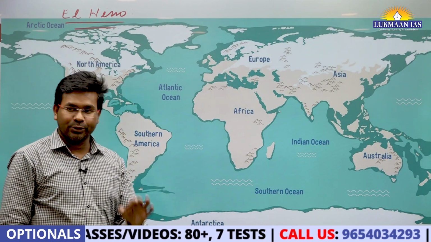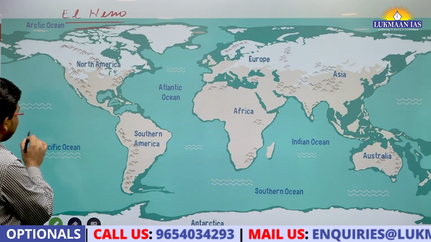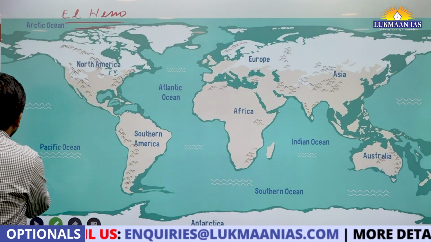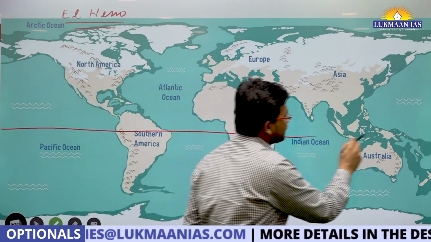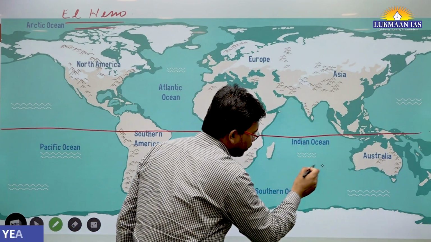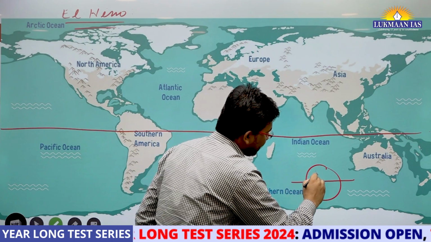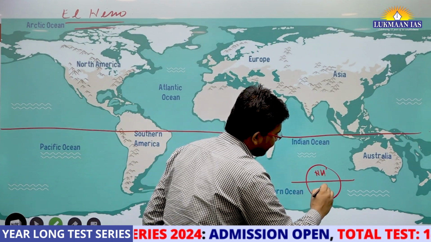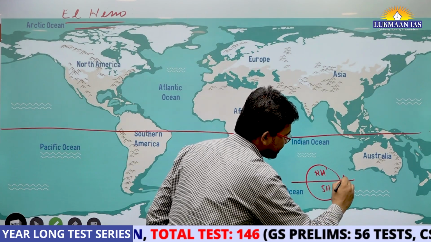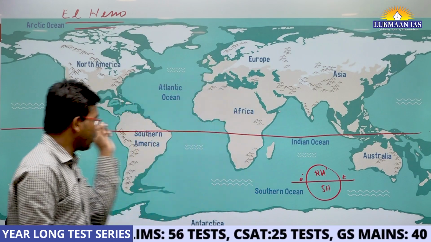El Nino is a natural climatic phenomenon. Let's say this is the map of the globe. If I draw the equator, this is rough, and divide the globe into two halves, the northern hemisphere and southern hemisphere, this particular line is known as the equator, and it is also known as the 0 degree line.